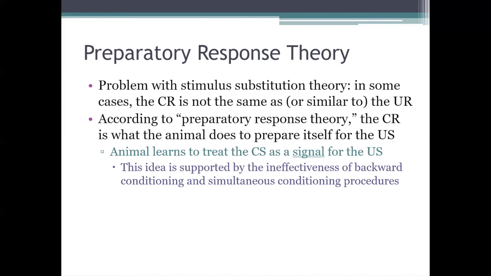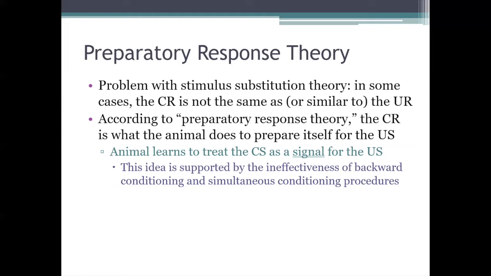So the reason this theory is called preparatory response theory is because it basically suggests that all conditioned responses are preparatory responses. In other words, according to this theory, the conditioned response is what you do to prepare yourself for the unconditioned stimulus. So the idea here is that we learn to predict the occurrence of the unconditioned stimulus based on the occurrence of the conditioned stimulus. So we learn to treat the CS not as a substitute for the US, but rather as a signal that the US is on the way. Again, the CS allows us to predict and prepare for the US.